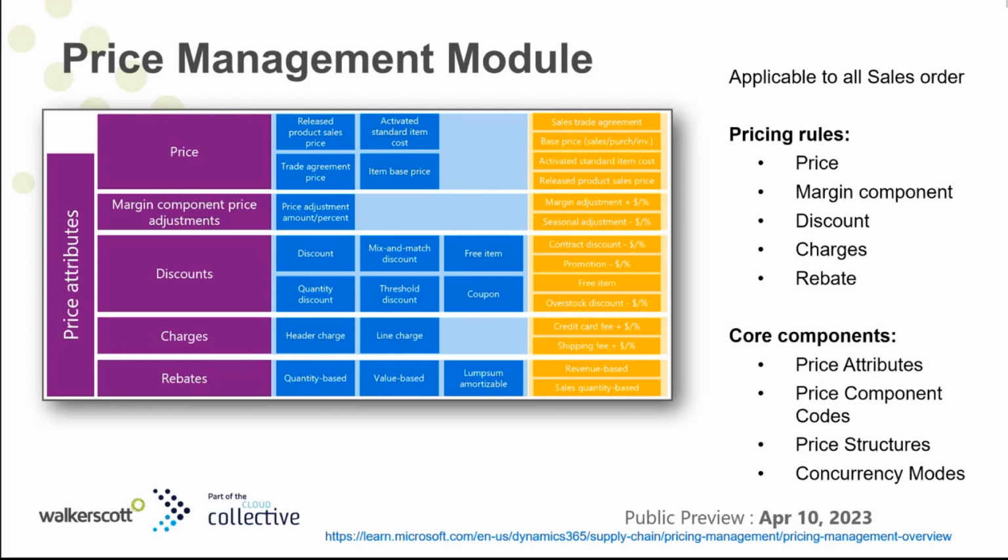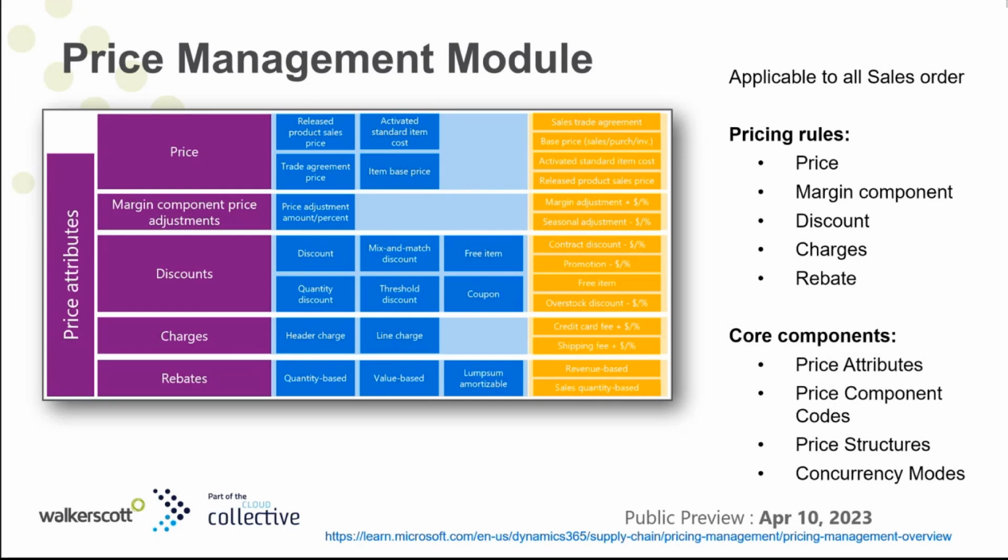So the price management module basically applies to all sales orders created directly in D365, POS, e-commerce, or via integration. The table provides an overview of what price management can offer. We'll start with the first one, price. This determines the different sources available where the price can be defaulted to the sales order line. Then we have the margin. The margin component adjusts the price up or down based on a fixed amount or percentage, and that's before any discount is applied.